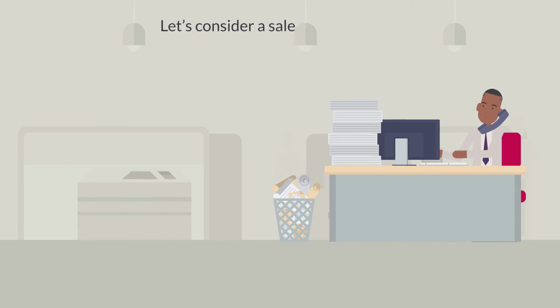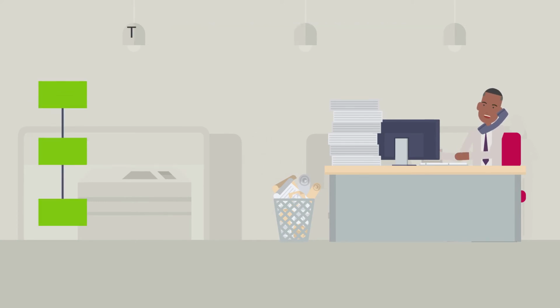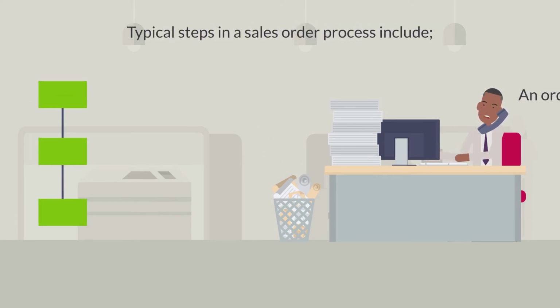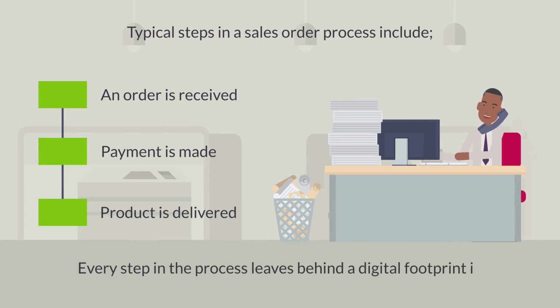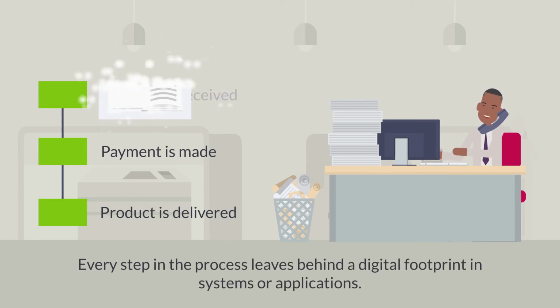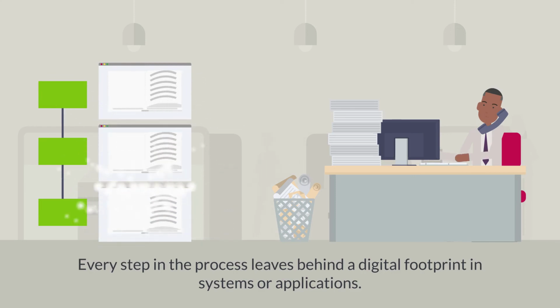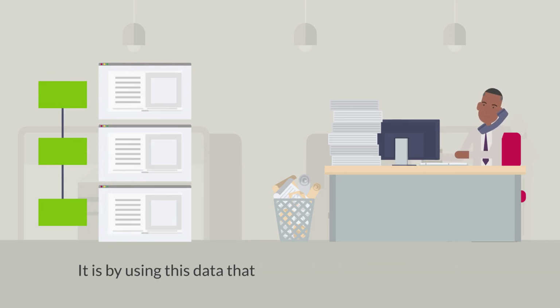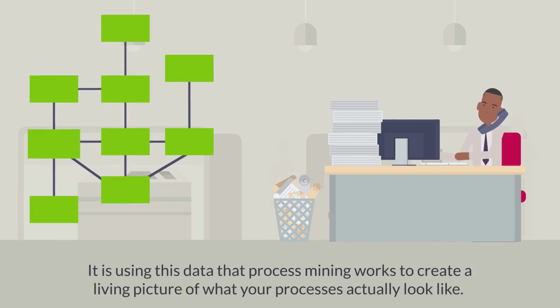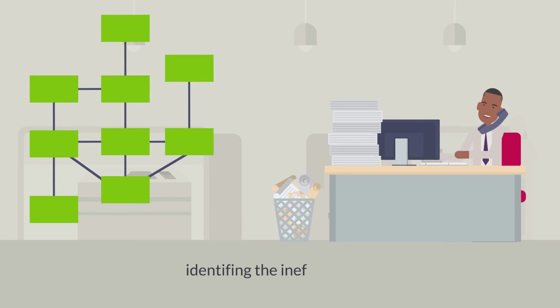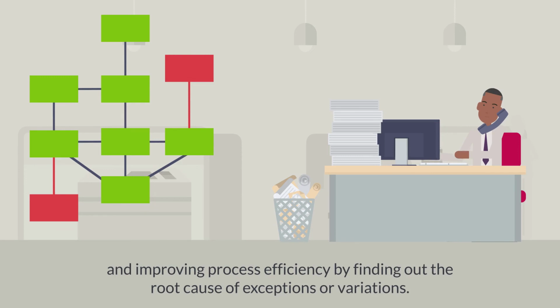Let's consider a sales order process. Typical steps in a sales order process include an order is received, payment is made, product is delivered. Every step in the process leaves behind a digital footprint in systems or applications. It is by using this data that process mining works to create a living picture of what your processes actually look like, identifying the inefficiencies and improving process efficiency by finding out the root cause of exceptions or variations.